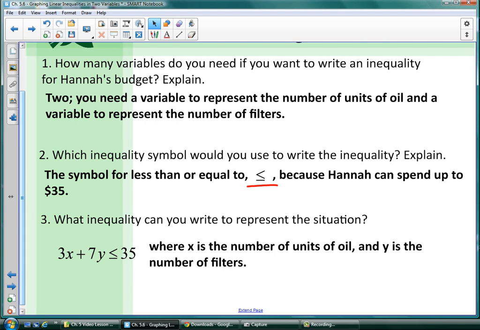The last question you thought about was, what inequality can you write to represent the situation? Well, it's $3 per unit of oil and $7 for the number of filters, and that amount has to be less than or equal to 35. This is where we would use a two-variable inequality, not only to get an idea, but to actually solve a real-world problem.